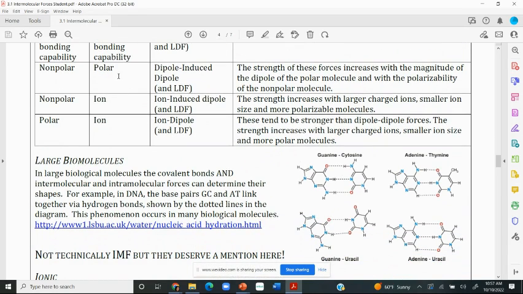If it's a nonpolar with a polar, you will end up with dipole-induced dipole and LDF. The strength of these forces increases with the magnitude of the dipole. Nonpolar ion, the strength is going to increase as you get larger ions, and smaller ion size will also make it increase and make it more polarizable. And then polar ion tends to be stronger than dipole-dipole.